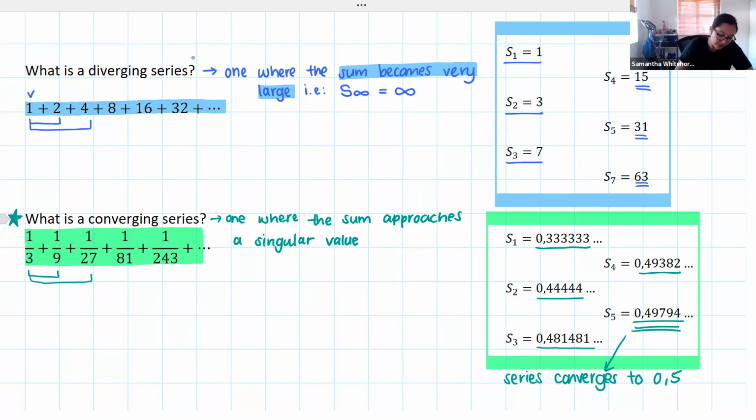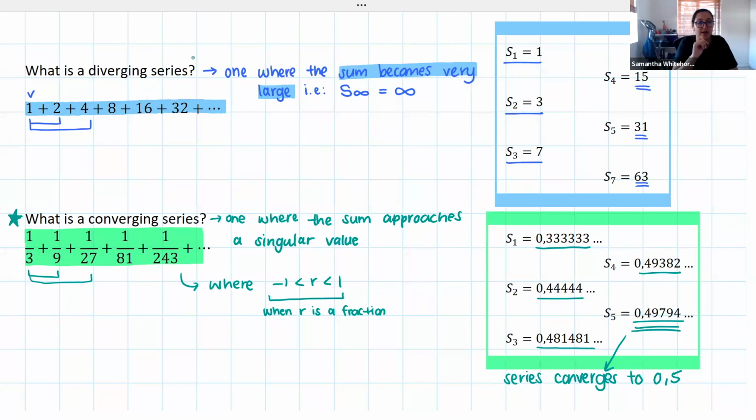Now, another really important thing to know is that a series will only converge when r is a fraction, basically. It could be a negative fraction, it could be a positive fraction, but essentially when r is a fraction. So I'm just going to write under here, when r is a fraction. As long as r falls between -1 and +1, you will have a converging series. This makes sense, right? If your r value is a fraction, you're getting smaller and smaller and smaller. Whereas if we go back and look at this diverging series, our r value is 2. I'm multiplying by 2 each time, getting bigger and bigger and bigger. It can't converge. It keeps getting bigger.